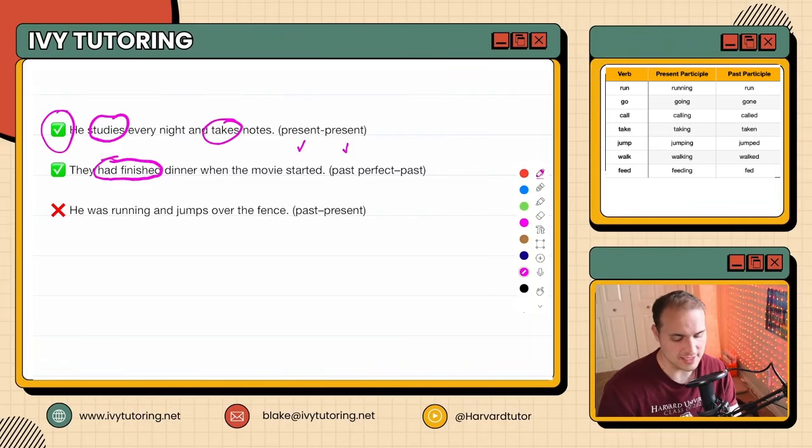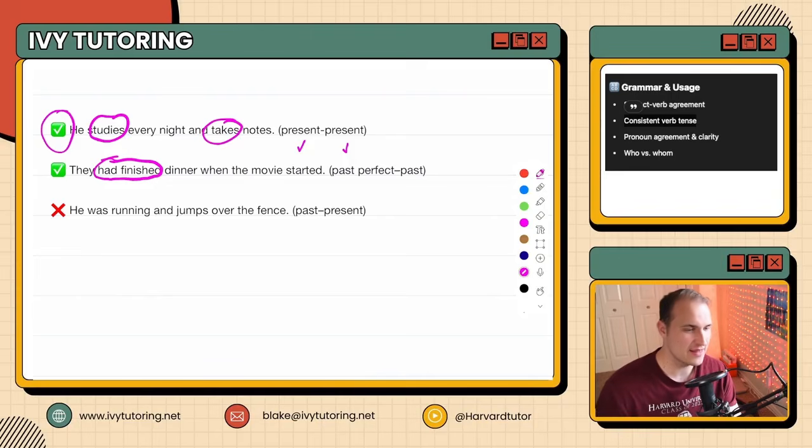So had finished is what we call past perfect. That's an action completed before another past action. So before anything else, they had finished. All right. And then started, that is simple past. That's the later action. So why does this work? Well, past perfect, had finished, shows what happened first, and then simple past shows what happens next. So it's very logical. These guys are consistent with each other. They had finished when the movie started.